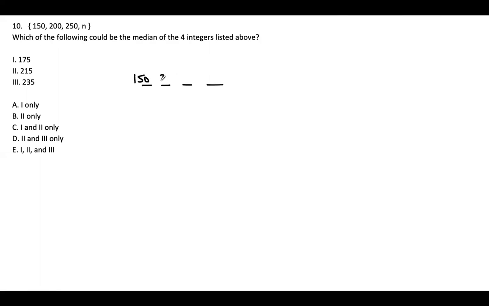Let's say 150, 200, 250. If I'm assuming that the value of n is the greatest, then n is the greatest and the second greatest value should be in position 2 and position 3. So the median will be the average of these, which is 225. So this is the highest value of your median.